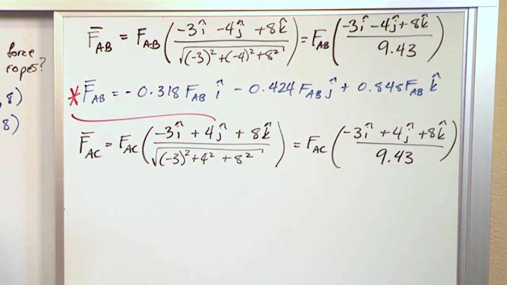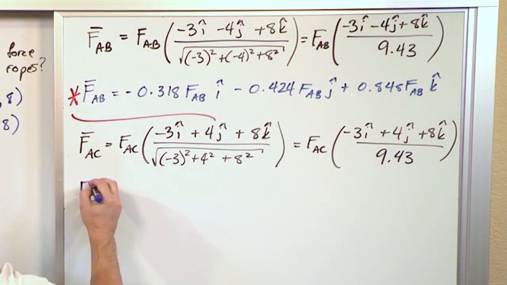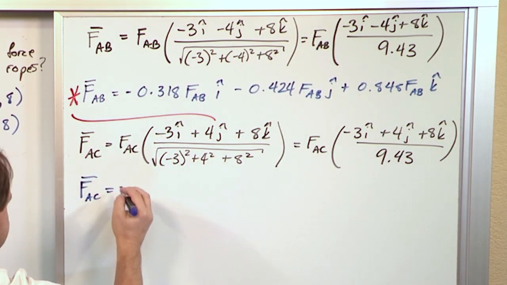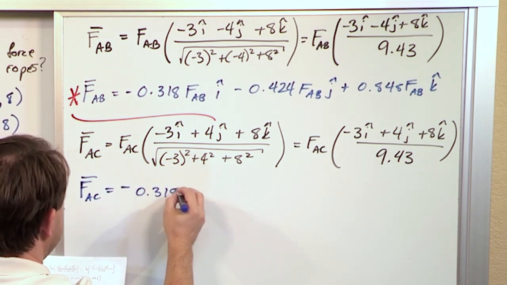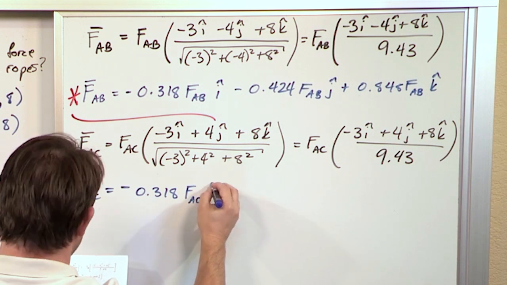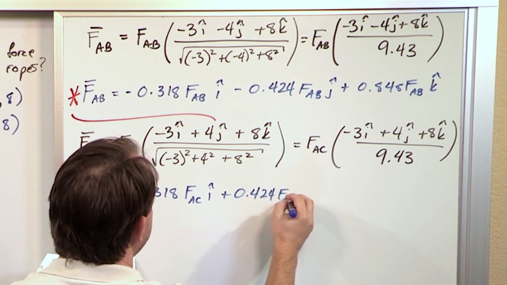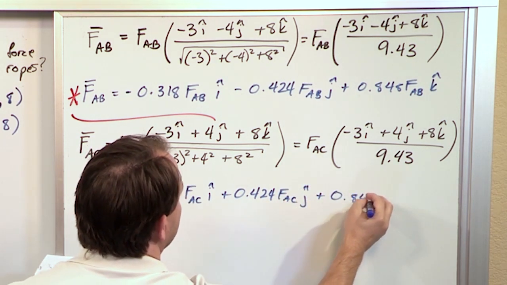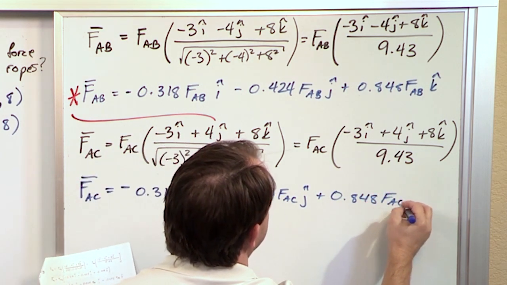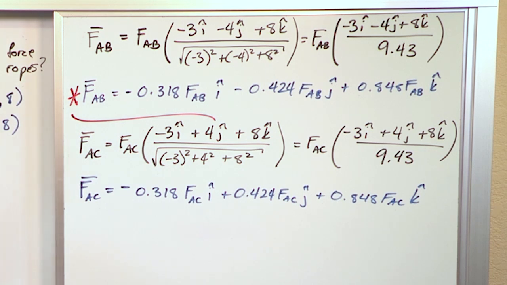So we do the same kind of thing. You divide each of these components, multiply FAC in, and what you will get for FAC as a vector is -0.318 FAC in the I direction plus 0.424 FAC in the J direction plus 0.848 FAC in the K direction. And again, that's very important because that's our second force vector.